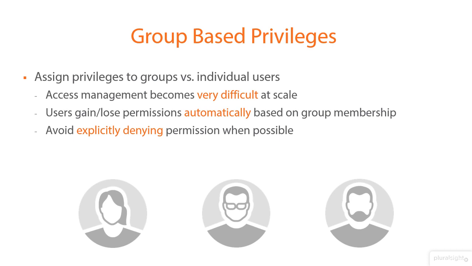Well, take that one user and now multiply it by 5, 10, 50,000, right? Just depending upon the size of your organization. And you can see very quickly how that becomes unmanageable. So we want to avoid explicitly denying when possible.